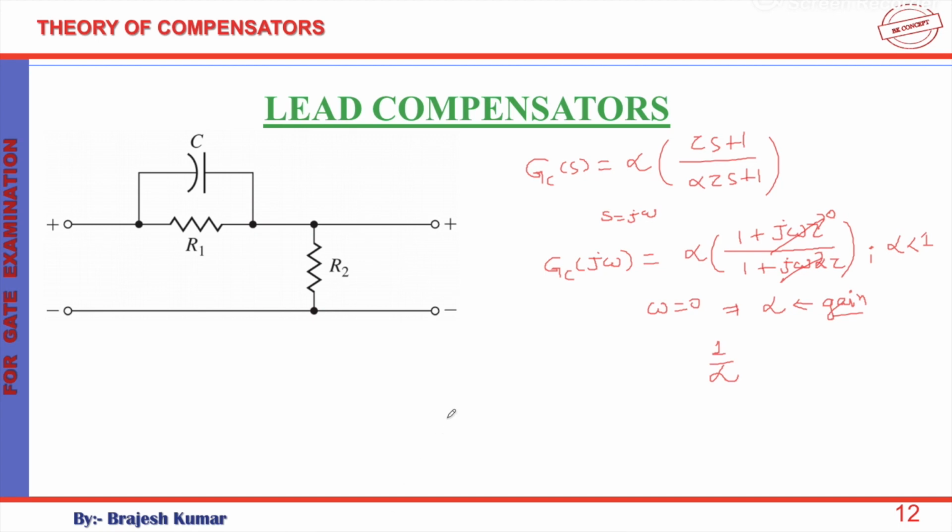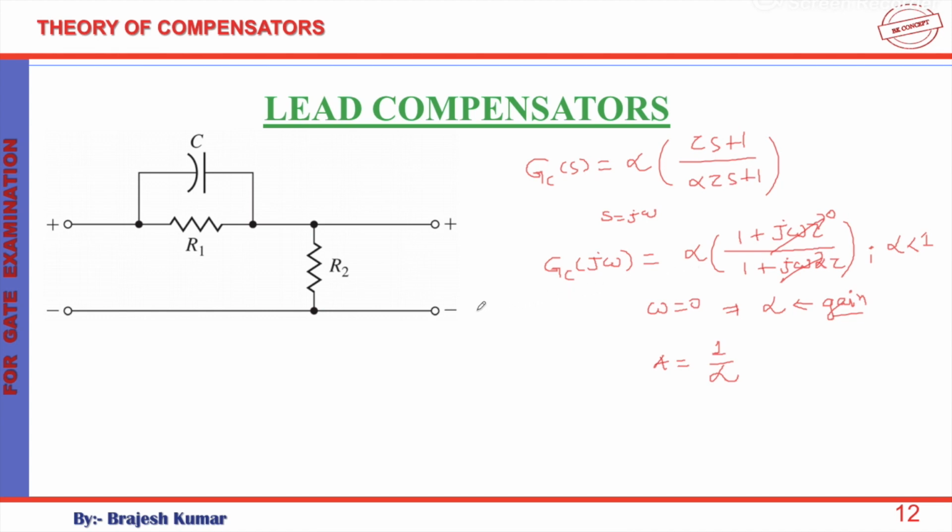And since 1 upon alpha is an attenuation at zero frequency, and we know that a DC signal has frequency 0, this is basically the DC attenuation. So in frequency domain compensation technique, it is convenient to cancel the DC attenuation of the network with an amplification A equal to 1 upon alpha. If you take another amplifier combined with this given lead network circuit, then we can cancel this gain alpha.